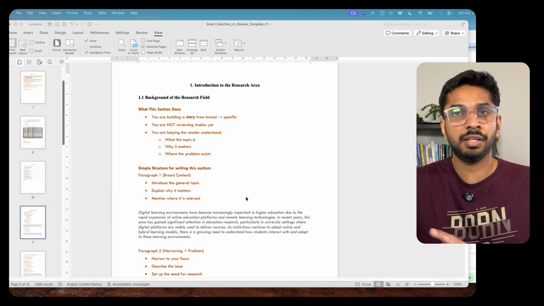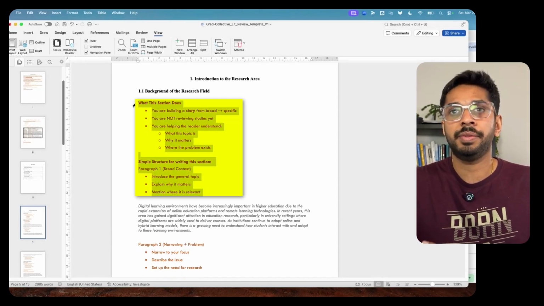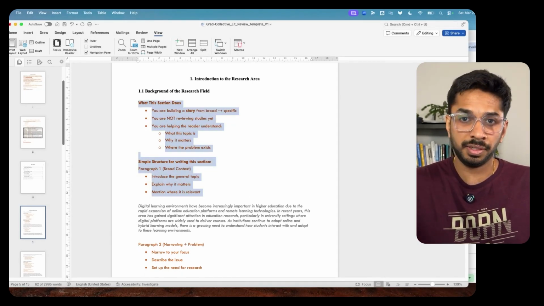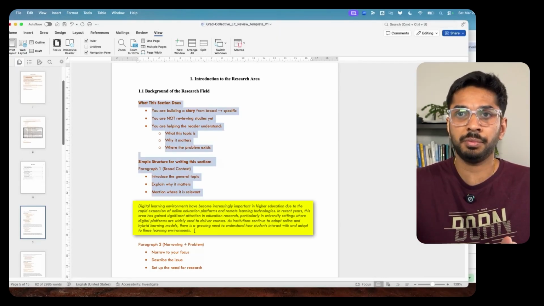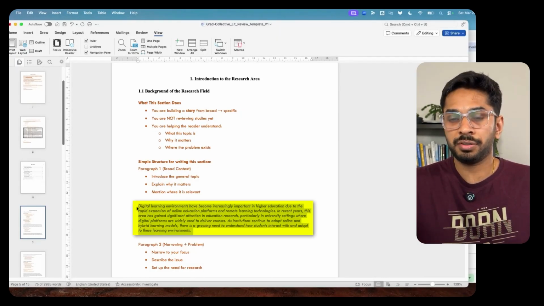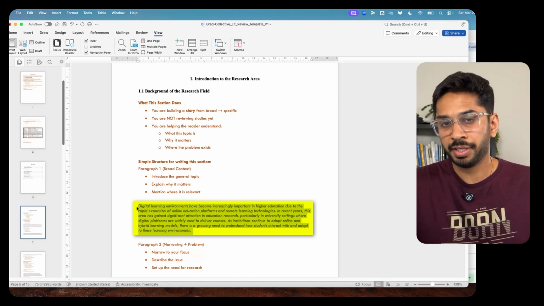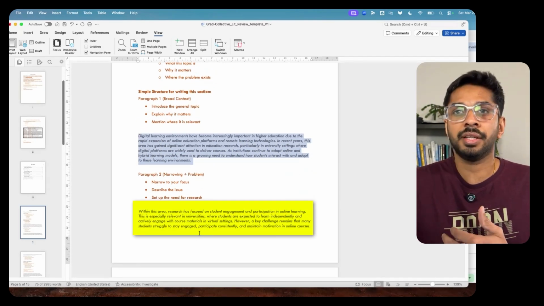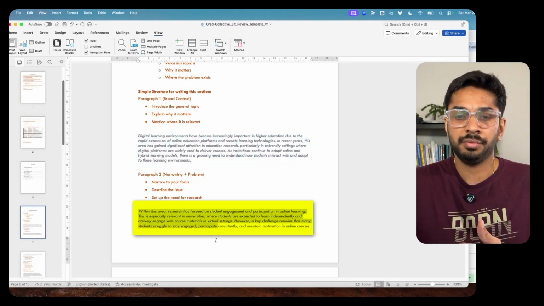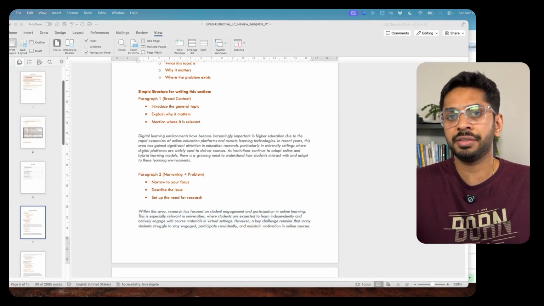The template already gives you a clear structure. Just follow the prompts and some examples that I've given here. On a high level you need just 2 paragraphs. Your paragraph number 1, you just introduce your general topic, explain why it matters and why it is relevant. And then you would need a bit more narrowed paragraph where you narrow down your focus, describe the problem, and show why the research is needed.